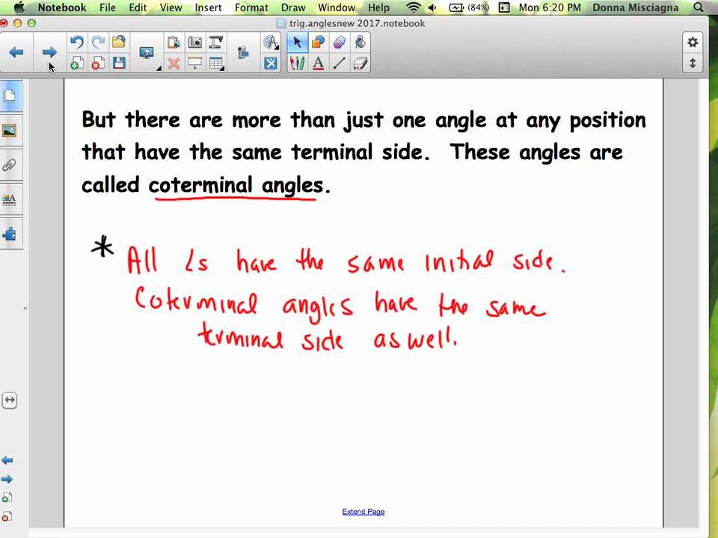So there is more than one angle at any position that has the same terminal side. These are called coterminal angles. All angles have the same initial side. Coterminal angles have the same terminal side as well. I would like you to write that in your notes somewhere on that page. Please feel free to pause the tape and write that down, in red there, not the black writing, just the red with the big star next to it. That should go in your notes so that you remember it. Very important.